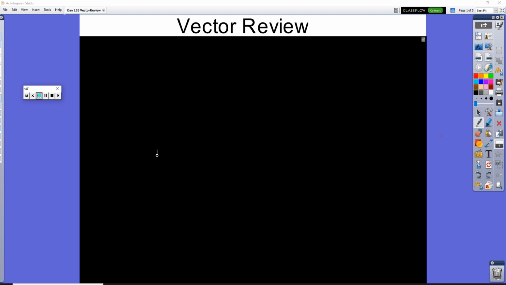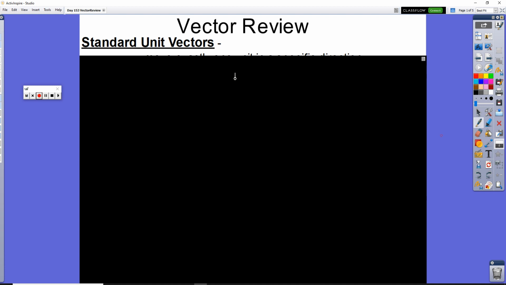So our last day of notes in this unit, we're just going to tie together everything we've learned and go back and review every single thing so that you can get the best score possible on this vector chapter test coming up. So the first thing to understand is that there are three standard unit vectors.